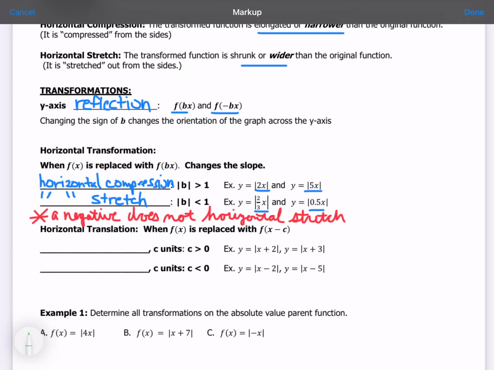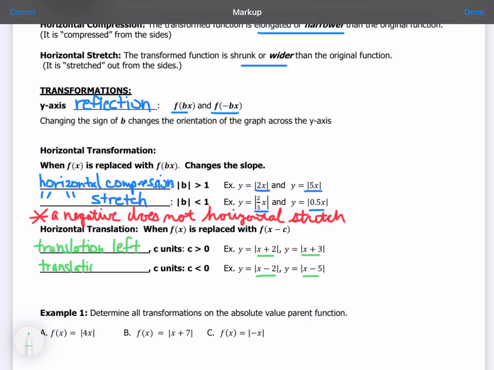Translation, we already went over this in our notes from the previous day, but we'll go over it again. Horizontal translation, when f of x is replaced with f of x minus c. If we look at example x plus 2, x plus 3, we would say translation left. And then when it's minus, it's a translation right.